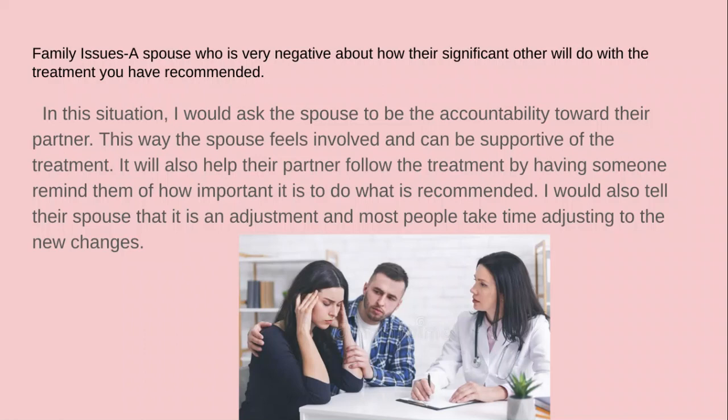Family issues. A spouse who is very negative about how their significant other will do with the treatment you have recommended. In this situation, I would ask the spouse to be the accountability toward their partner. This way, the spouse feels involved and can be supportive of the treatment. It will also help their partner follow the treatment by having someone remind them of how important it is to do what is recommended. I would also tell their spouse that it is an adjustment and most people take time adjusting to new changes.